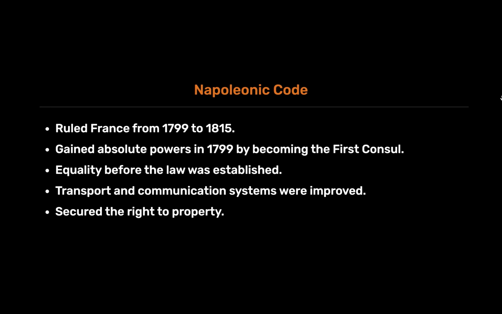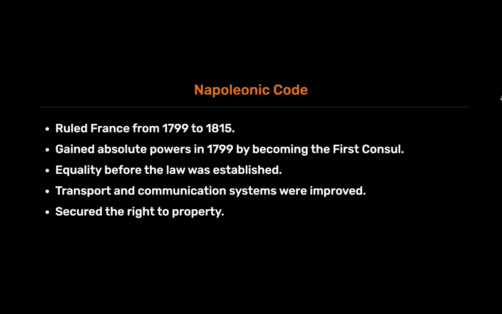Napoleon gained absolute powers in 1799 by becoming the first consul. Feudal system was abolished and peasants were freed from serfdom and manorial dues. In towns, guild restrictions were removed. Transport and communication systems were improved.